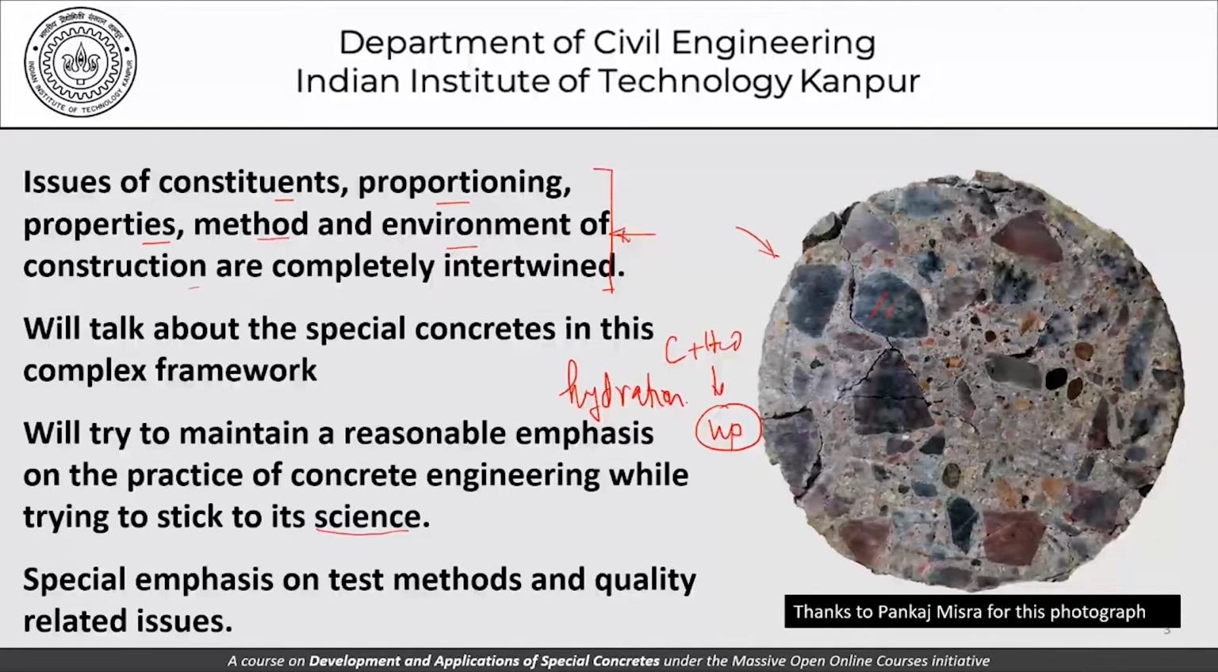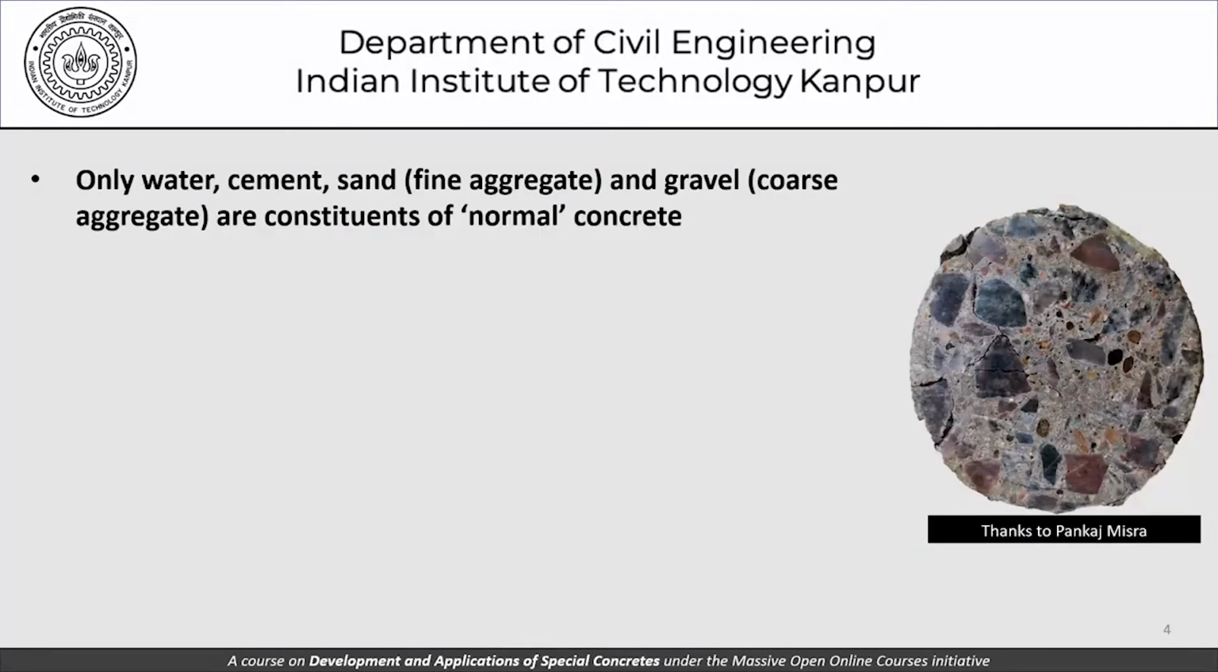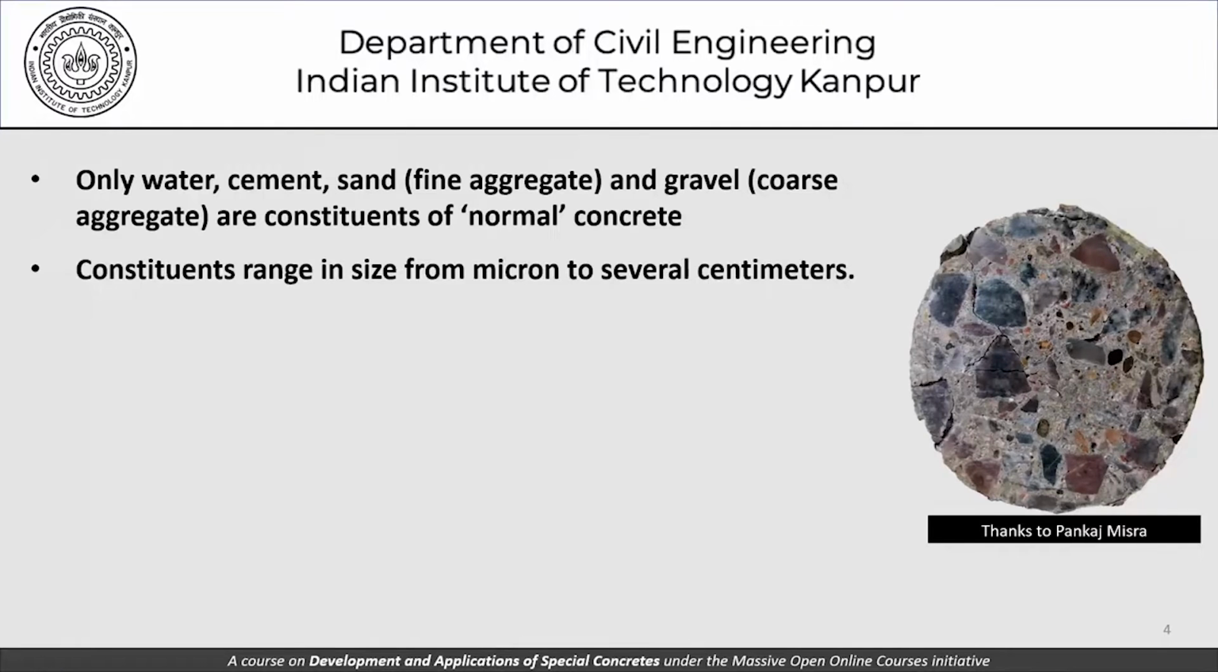Now, as far as normal concrete is concerned, the only constituents that we will consider are water, cement, sand, which is fine aggregate, and gravel, which is coarse aggregate. Constituents in concrete, as you can see, range from microns to several centimeters. This picture I told you is a very useful picture and I'll probably keep referring to it all the time. So you can see this.